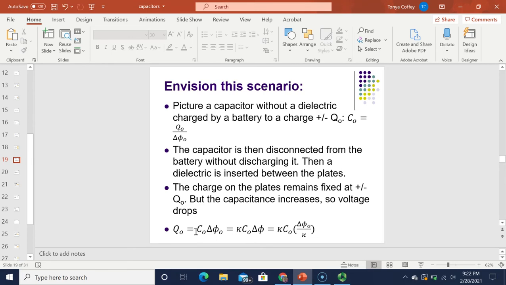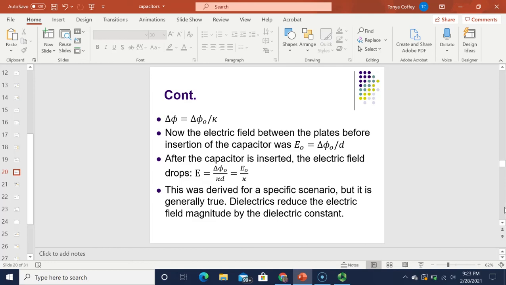So basically, you have C naught times delta phi naught equals kappa times C naught times delta phi, which equals kappa times C naught times delta phi naught over kappa, so the kappas cancel out. So in other words, your voltage must drop by a factor of the dielectric constant in this scenario. So we now have our new voltage, delta phi, and that voltage delta phi is equal to delta phi naught over kappa, okay?